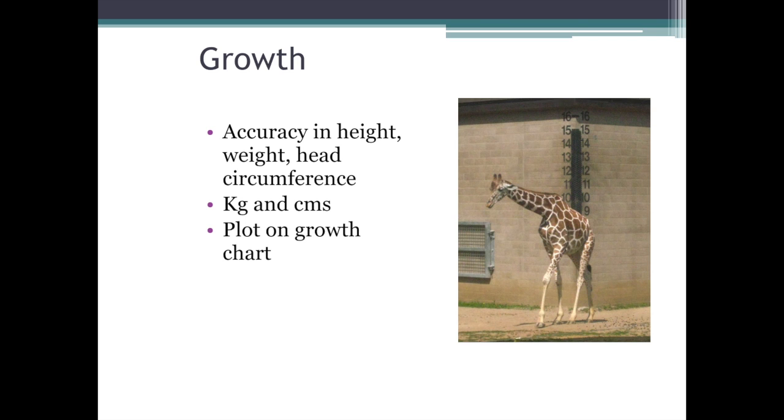We need to keep the head circumference measurements until age 2 because the brain is growing, and we want to make sure that they're following along on their graph, which is coming up next. We record the weight in kilos and the length in centimeters, and then convert it to pounds and inches because the parents don't know kilos and centimeters. And then we will plot them on a growth chart. We will be practicing this in Skills Lab.